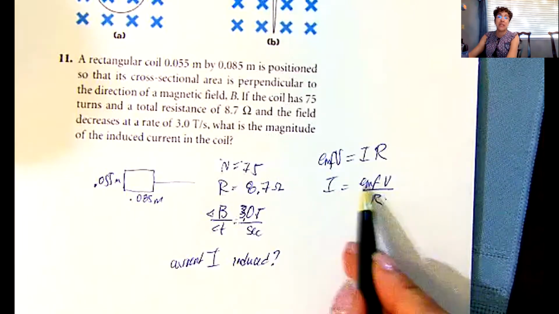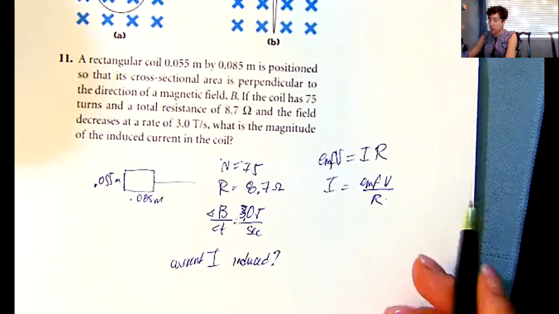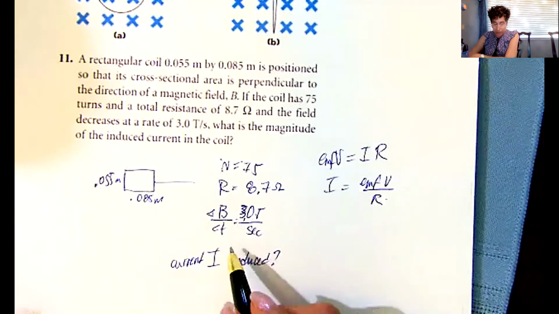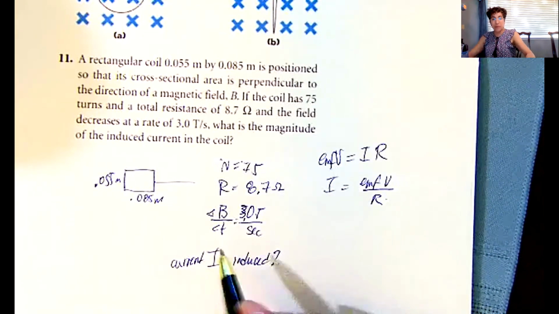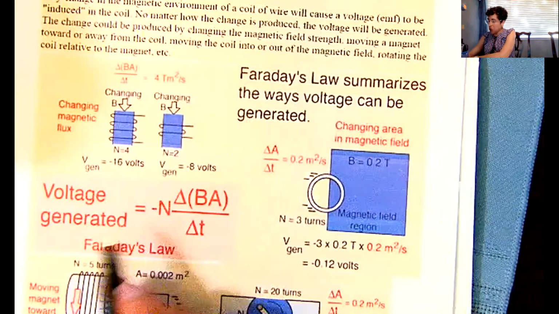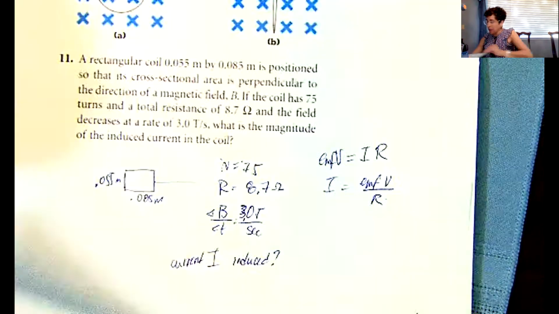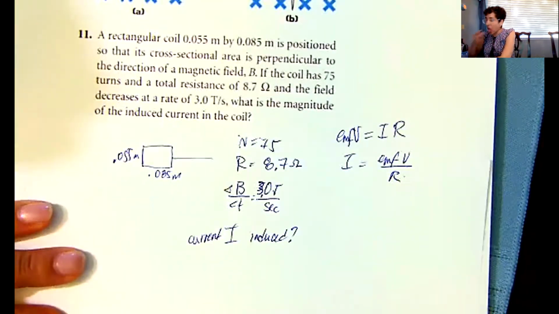So let's figure out what the EMF voltage is, just like we did in the previous problem. All right, so what's our equation? Here you go, your volts generated, or your EMF. Move this up here a little bit.